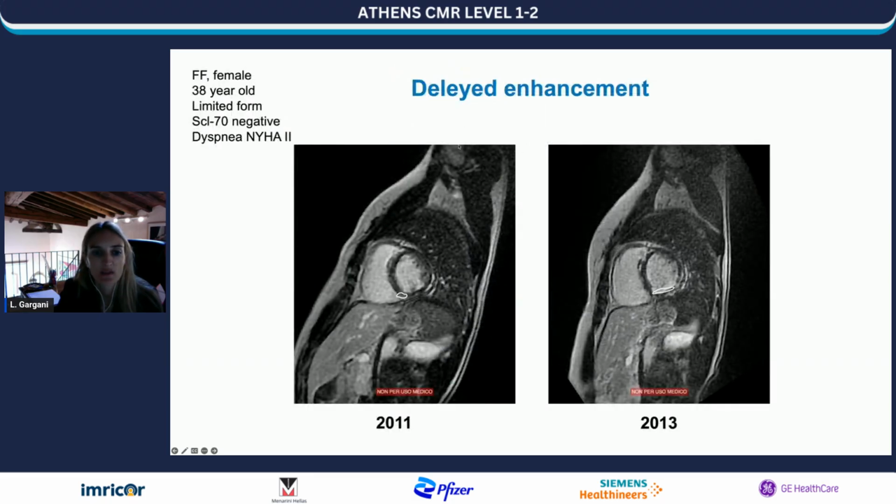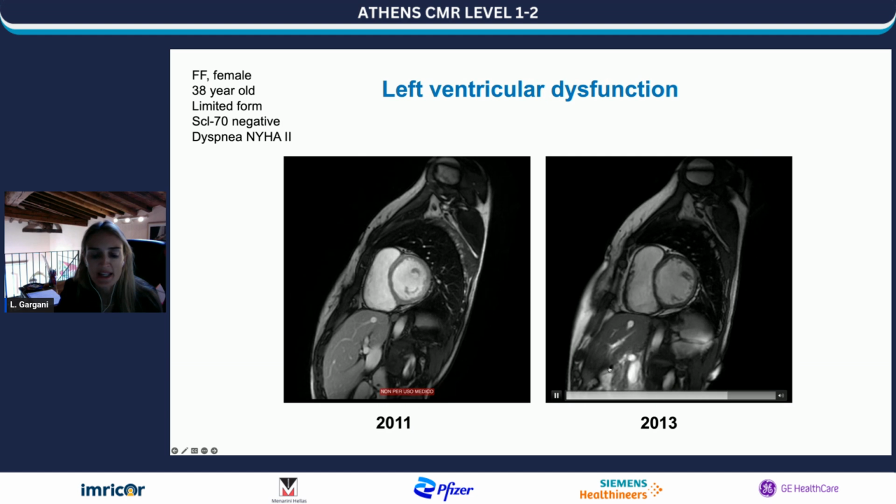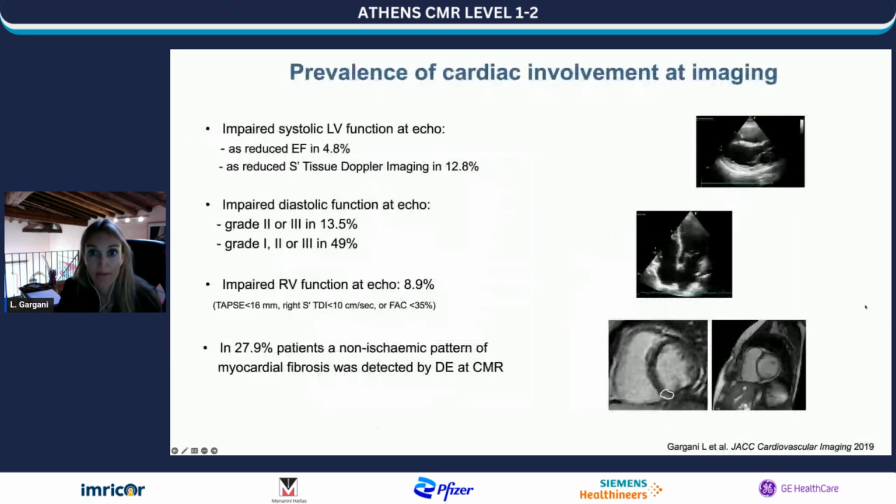And indeed, this patient had already some delayed enhancement in 2011. And 2 years later, in 2013, the delayed enhancement was absolutely increased. And also you can see here that the left ventricle is much more dilated and frankly dysfunctional. So this is a very important concept. We cannot treat patients with autoimmune rheumatic disease with the same cutoff levels and same approach as we do, for example, in patients with ischemic heart disease.